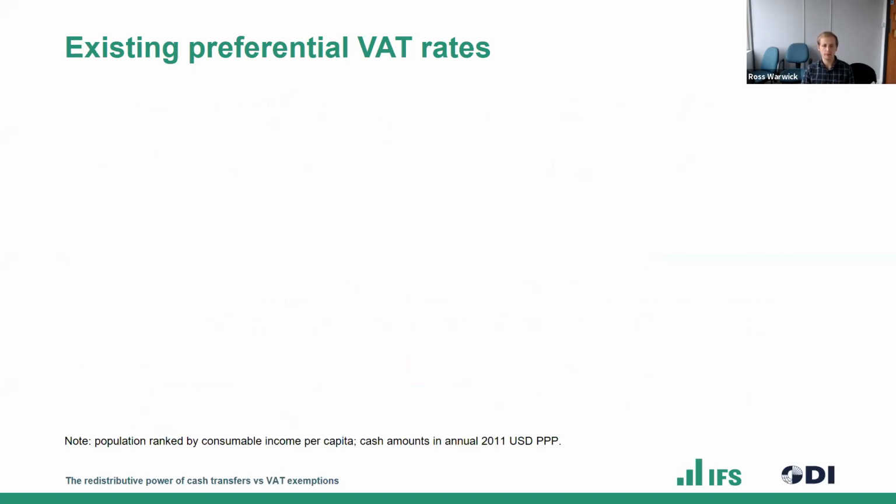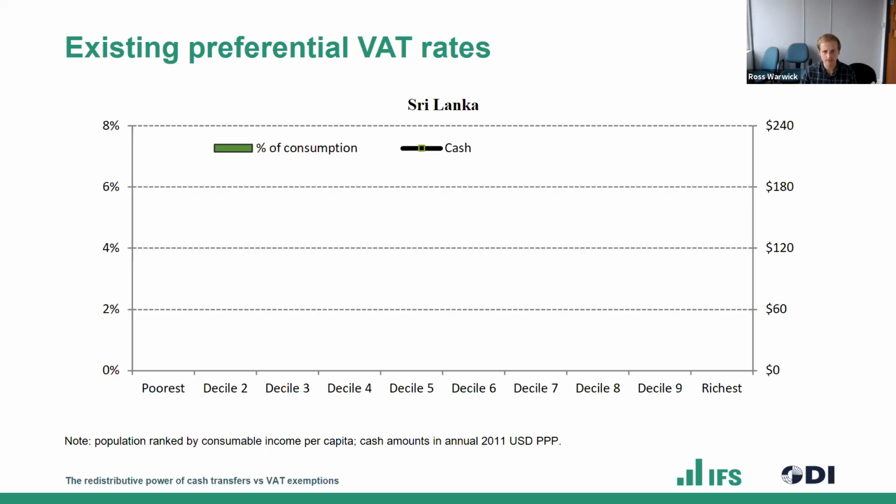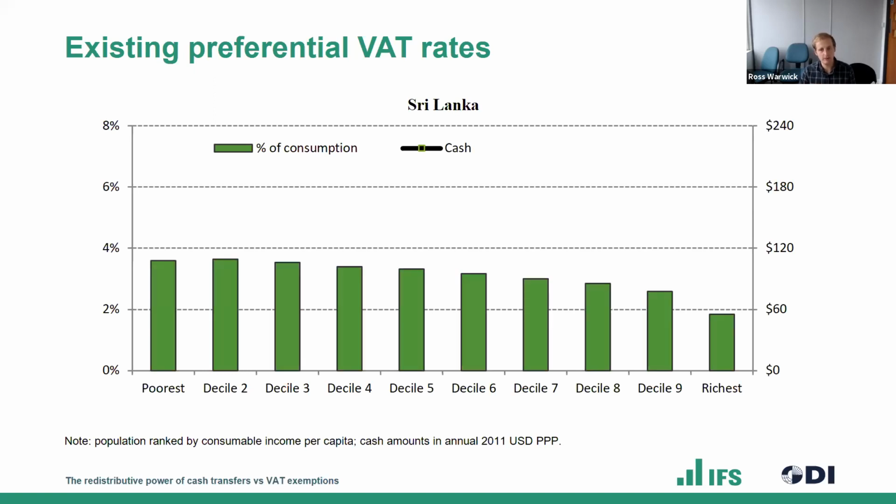So just to provide a bit more detail and show these results a bit more, I don't have time to go through every single country, but I'm just going to pick out a couple which highlight some different patterns. So starting with Sri Lanka, these green bars show the estimated tax expenditure as a percentage of consumption for each consumption decile. So these are 10 groups of households, 10 population deciles ranked by consumption per capita. And we find that in Sri Lanka, these preferential VAT rates are actually quite progressive. So their benefit is close to 4% of consumption for households in the bottom few deciles of the distribution, and towards the top, this falls below 2% of consumption. So clearly quite progressive in Sri Lanka.